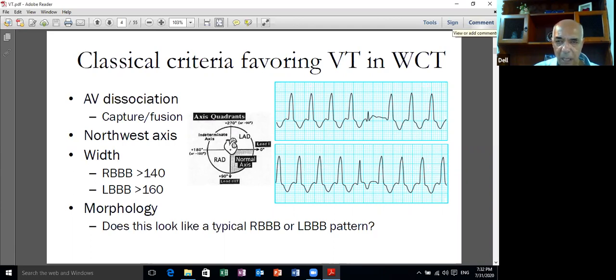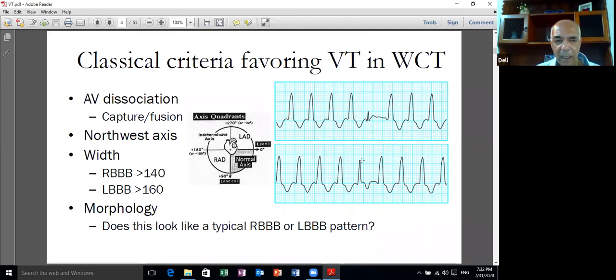If you look into the upper panel on the right, this is a capture beat. And if you look into the lower panel on the right, this is a fusion beat. These are surrogate electrical activity of AV dissociation. So if there is AV dissociation, it is very unlikely to be supraventricular tachycardia with aberration. There is nothing impossible in electrophysiology. Electrophysiology is a branch of science of exceptions, and for every exception, there is an exception.